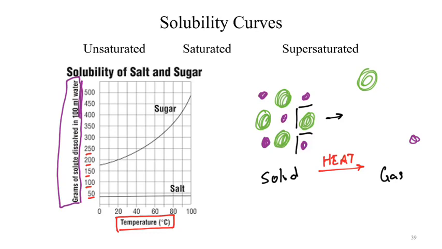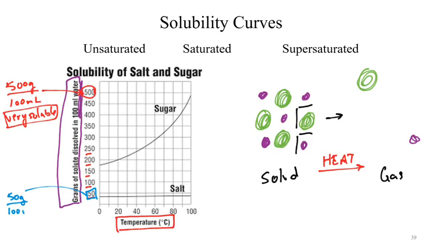So if we were very, very high up here on this curve, we're saying we can dissolve 500 grams in 100 milliliters of water. Well, that would suggest that it dissolves a lot, so we could call this very soluble. If we looked at the other location, let's just go to 50, okay? We're now saying we can dissolve 50 grams in 100 milliliters. Well, that's not very much at all. That would be like saying that it was not soluble.